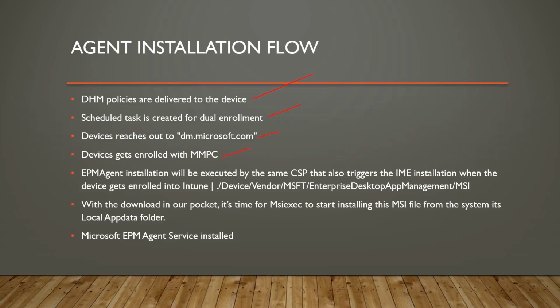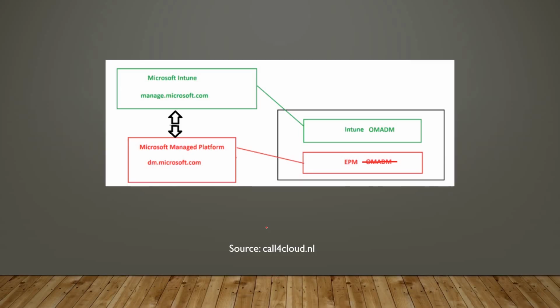Once the device has got enrolled to MMPC, now the EPM agent installation has to be done. For that to happen, the device downloads the EPM agent by referring to the relevant MSI. That MSI is downloaded, it is installed, and once it is installed, the EPM service is created, and then we are all good to go.